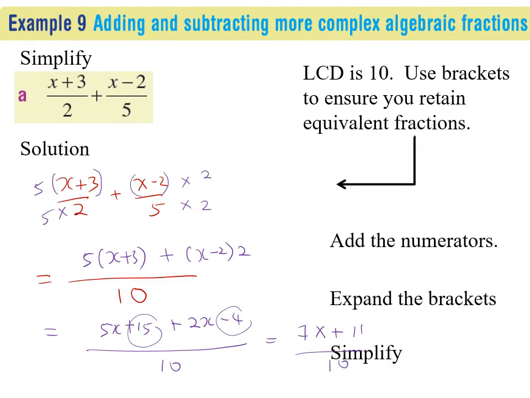Okay, summary, that's the instruction. Lowest common denominator is 10 for 2 and 5. Use brackets, very, very important. Use brackets to ensure you retain equivalent fractions. Add the numerators, expand the brackets, and then you simplify. All good?